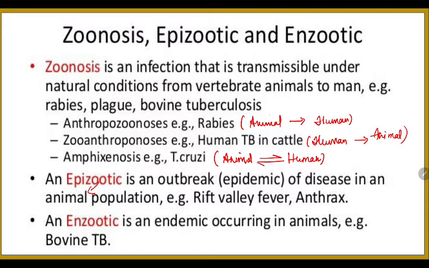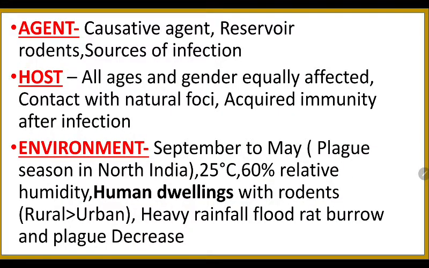Very simple. Zoonosis is infection from vertebrate animals to man, especially anthropozoonosis, that is from animal to human. Next is zooanthroponosis, which is from humans to animals. Amphizoonosis is from animals to humans and humans to animals, vice versa; infection can transmit both ways. Epizootic is an outbreak of disease in an animal population, and enzootic is endemic disease occurring in animals. Epizootic is epidemic. That's all. Now coming to the epidemiological factors.